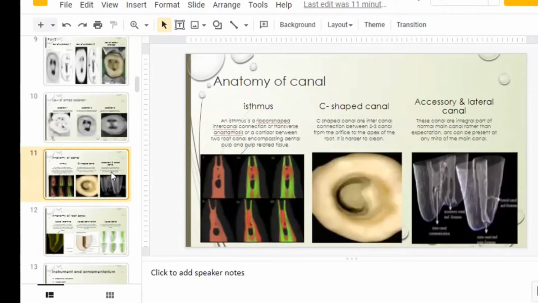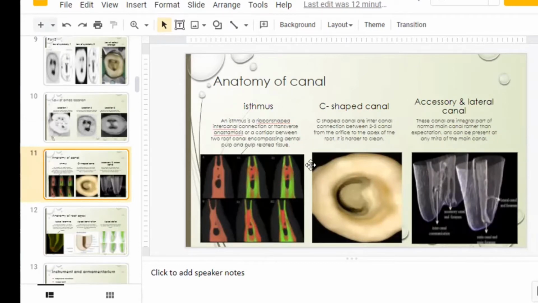So, anatomy of a canal. Isthmus: if two canals are there, their junction, their joining, is called an isthmus. It is a ribbon-shaped internal connection. C-shaped canal: I think I have already shown you another picture where the canal is C-shaped.